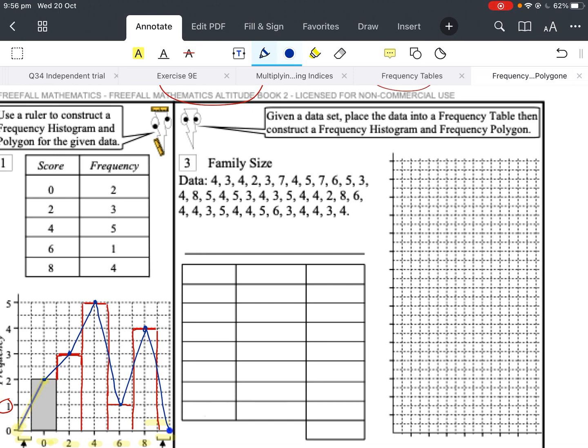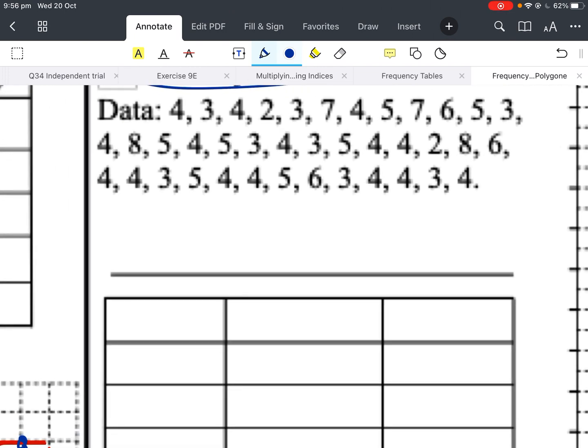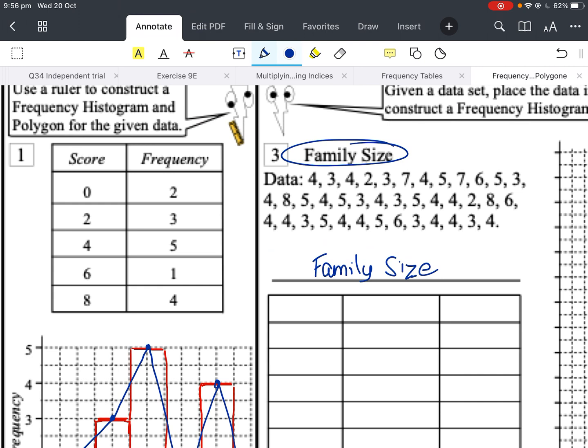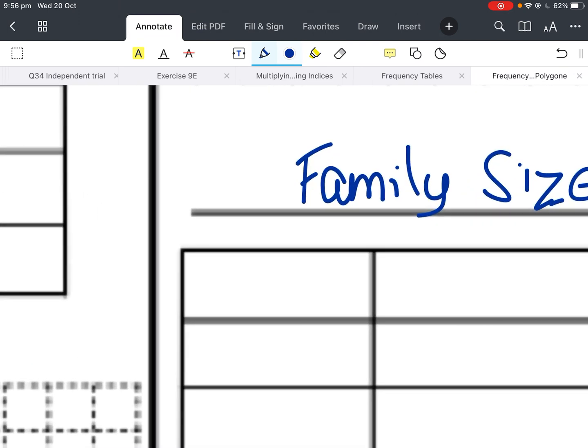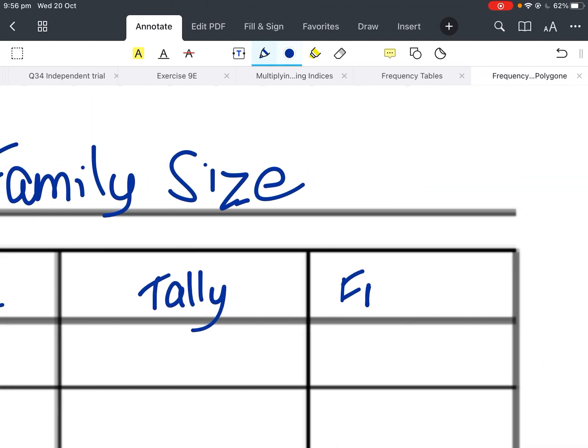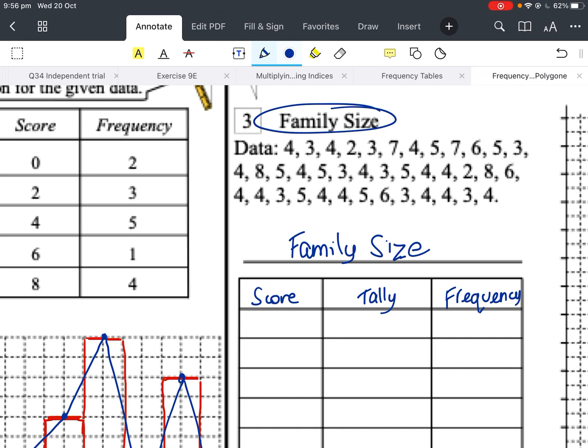All right, so this is talking about this family size. So I'm assuming that means that's how many kids, or maybe that's how many people are in the one family. So let's give our column and our table a name, family size. Right, let's look over here. We've got a score and a frequency. Now, what was in the middle? Do you remember from last sheet? Hopefully you remember it's a tally. And this last one here is frequency. Beautiful.